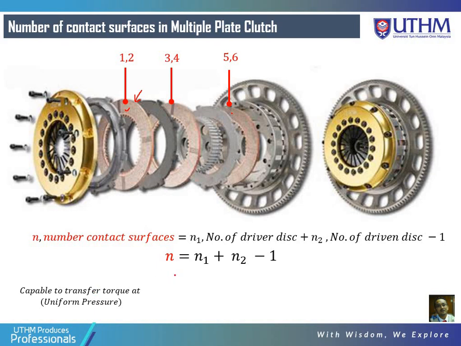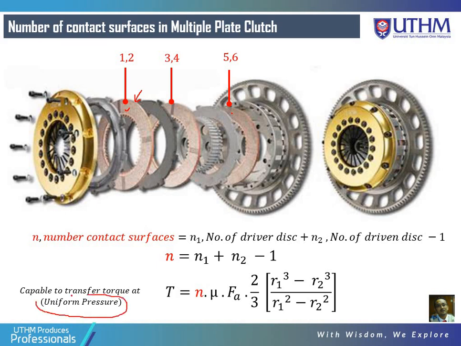Say I'm taking the uniform pressure equation. I have to multiply by the number of contact surfaces of the friction plate. In this case, N is 6, so I have to multiply by 6 over here, using the previous single plate torque equation. So for the multiple plate clutch equation, you need to remember to multiply by the number of contact surfaces, which is N over here.